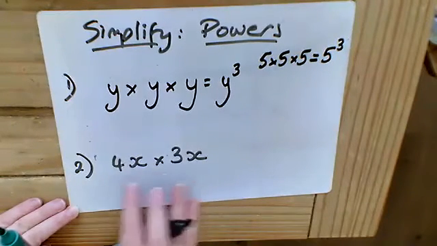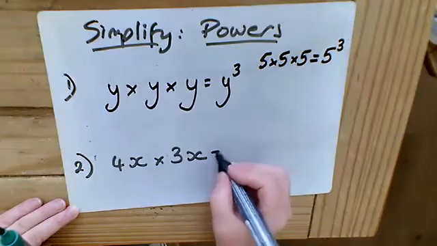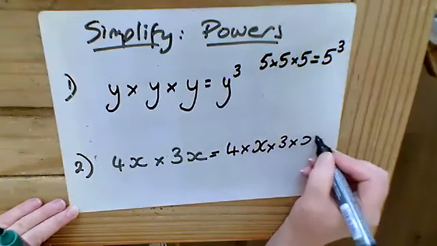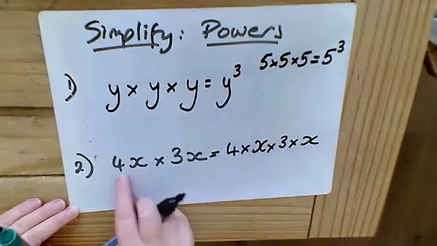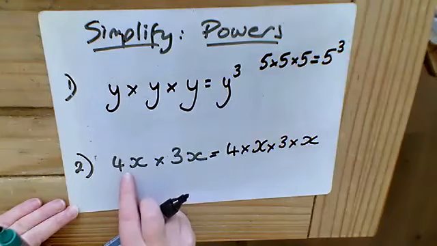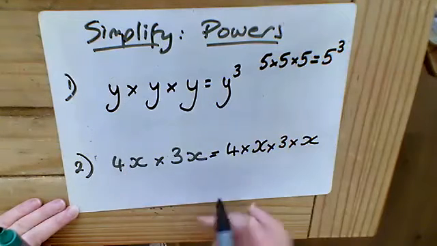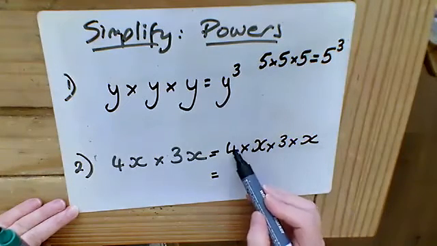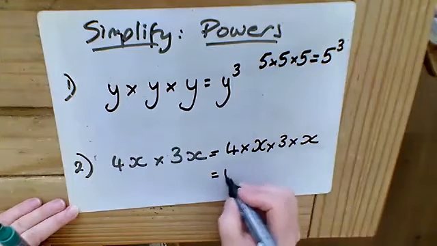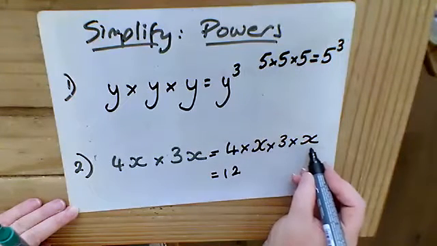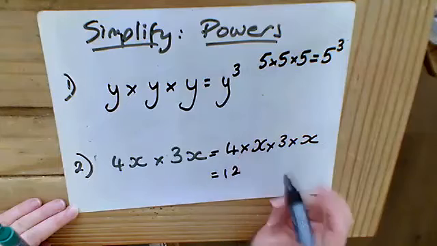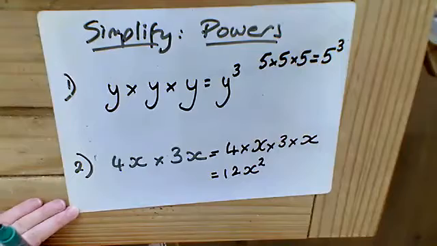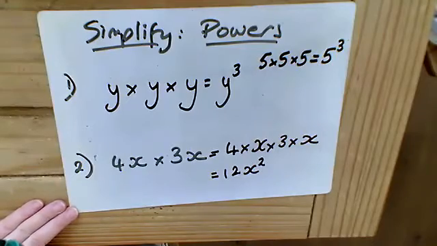Looking at the second example, 4x times 3x, I'm just going to rewrite that as 4x times 3 times x, because with algebra, 4x means 4 times x, like an invisible multiplication symbol there. Now, because it doesn't matter which order I do multiplication in, I can do the 4 times 3, the number part, that is 12. Then x times x, I'm not going to put the multiplication symbol in because we don't use it in algebra, and I'm just going to say that is x squared. So that simplifies to 12x squared.